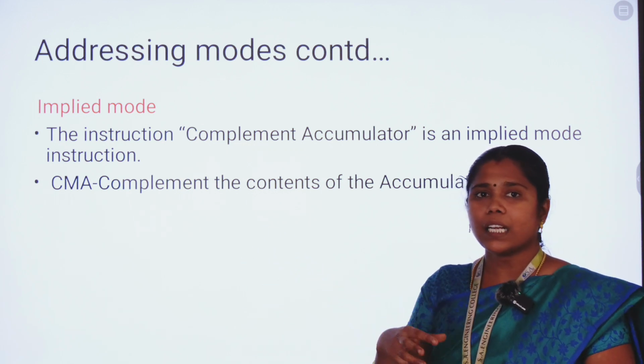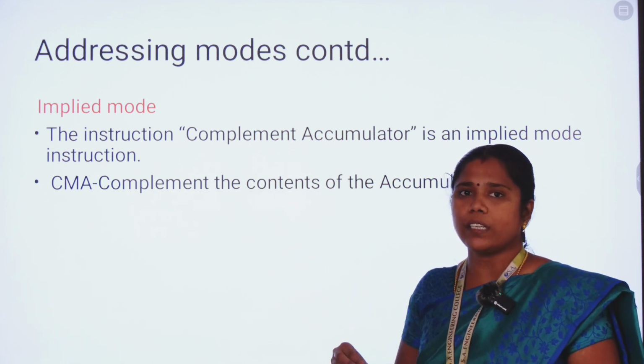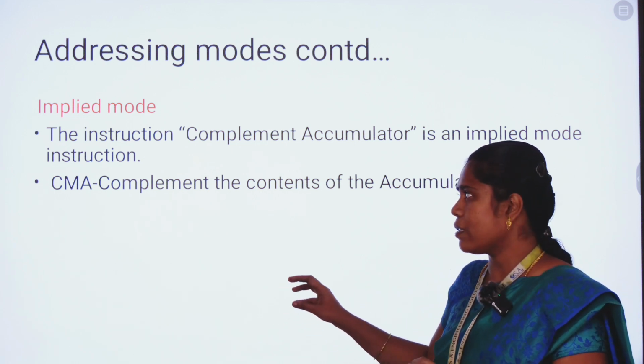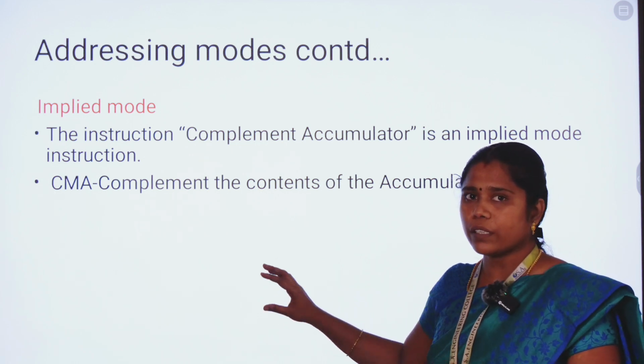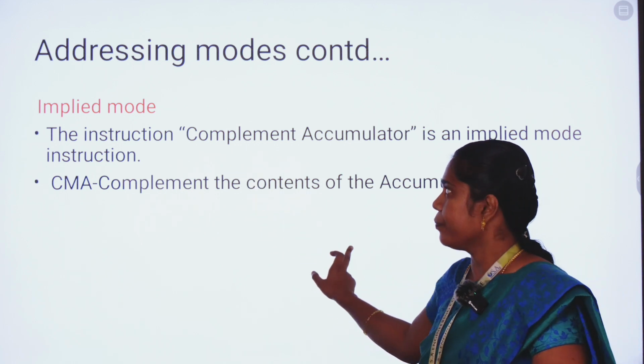We can also clear the contents of the accumulator. These types of instructions are called implied mode instructions. That is, inherently the operation will be done on those operands. We do not need to go to any location to get the operand. That type of instruction addressing mode is called the implied mode.